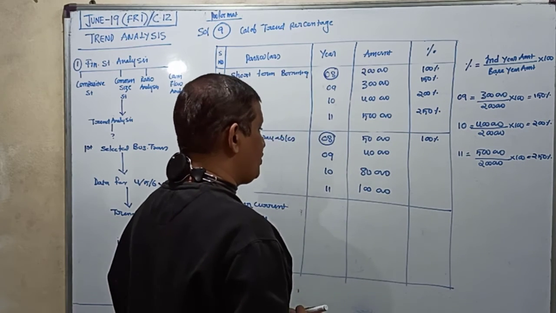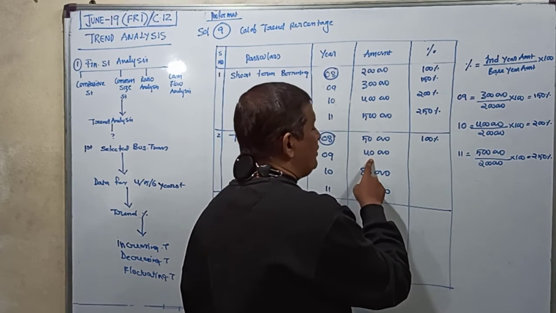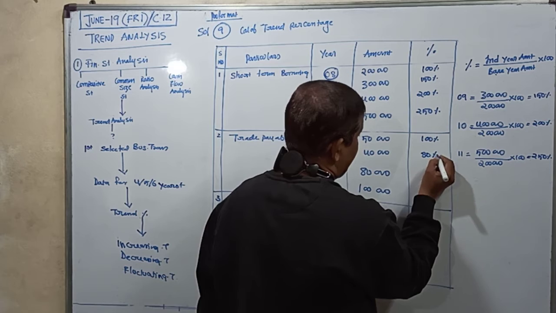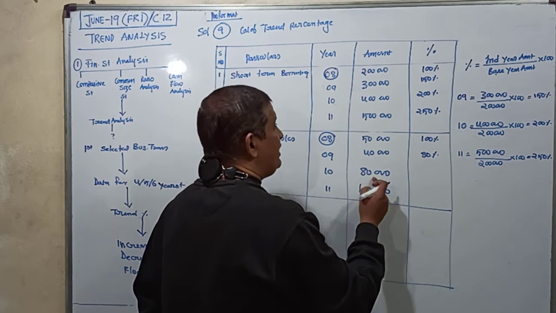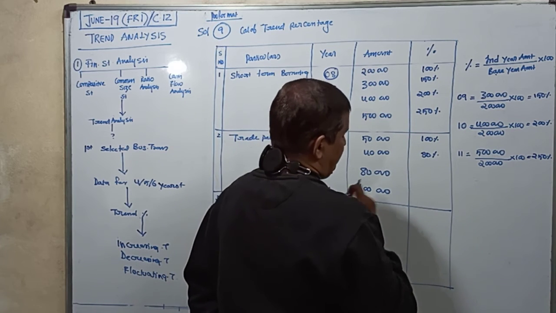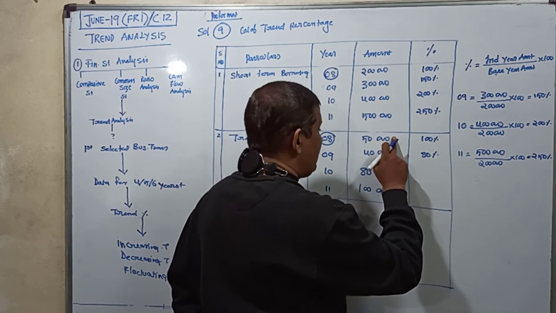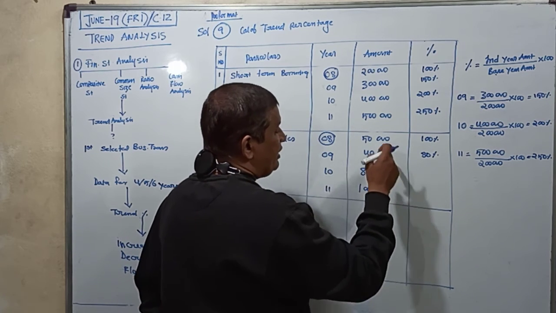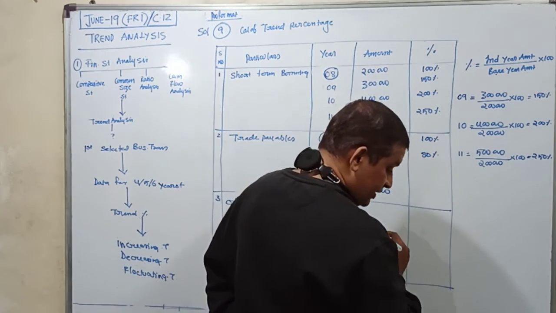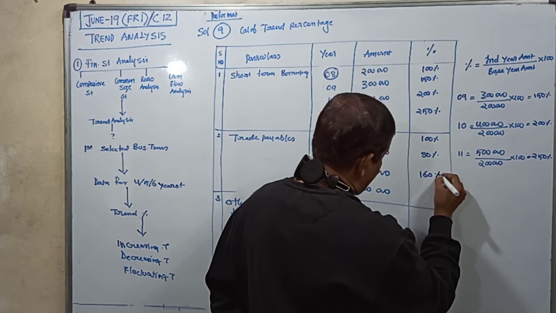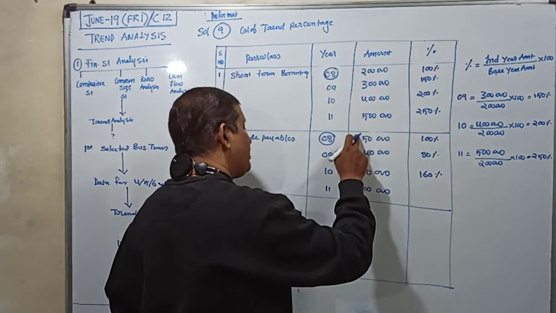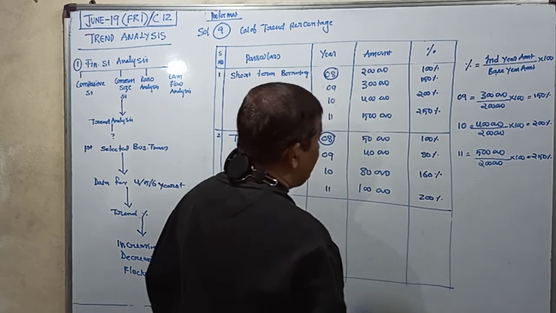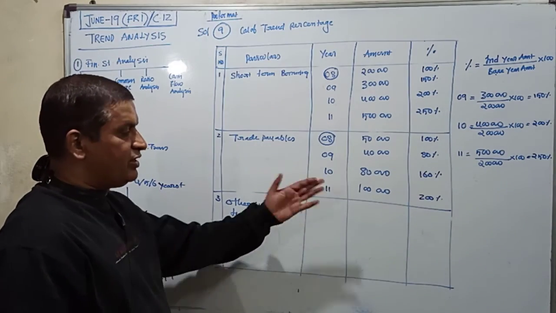Now similarly, when you come to the next item, how do you calculate? Individual year amount, that is 40,000 divided by base year amount, that is 50,000 into 100. So this is giving 80%. Now individual year amount 80,000 divided by base year amount 50,000 into 100. So that is giving us 160%. Now come to the individual year amount 1 lakh divided by base year amount 50,000 into 100. So that's giving us 200%. So like this we calculate the trend percentages. For other current liabilities, I think you can go and complete it.